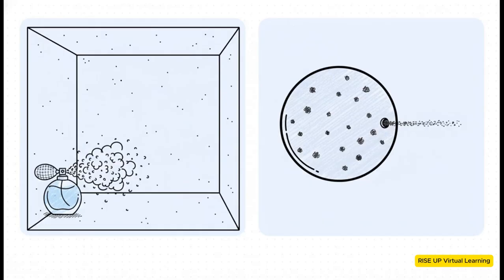Here's the teacher's shortcut you need to burn into your brain. Diffusion is about mixing. Think about spraying perfume. Those molecules spread out through the air molecules until the whole room smells it. Effusion is about escaping. Think of a tiny hole in a tire.